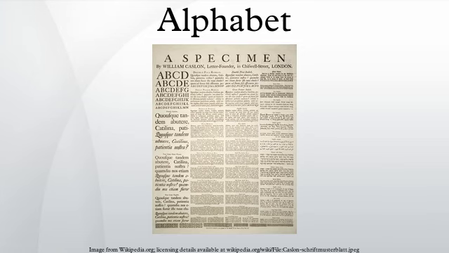An alphabet is a standard set of letters which is used to write one or more languages based on the general principle that the letters represent phonemes of the spoken language. This is in contrast to other types of writing systems, such as syllabaries and logographies. A true alphabet has letters for the vowels of a language as well as the consonants.